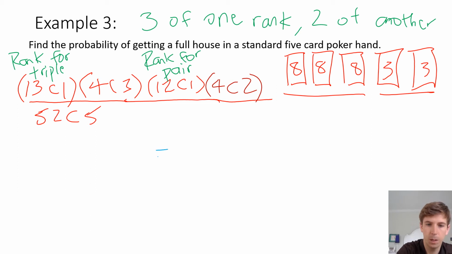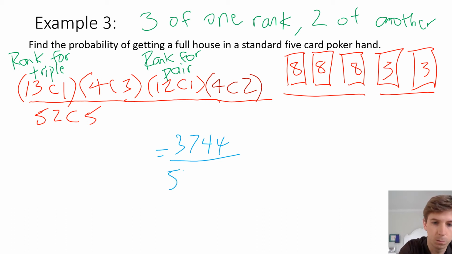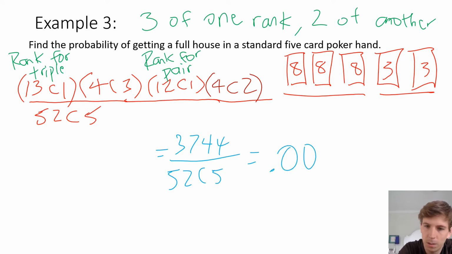All right, so my numerator, you multiply that out, it's like 3,744 over 2 million something for 52 choose 5. I think it's 2.7 million, something like that. We're going to get quite a small number here. Approximately that. So there's the probability of getting a full house.